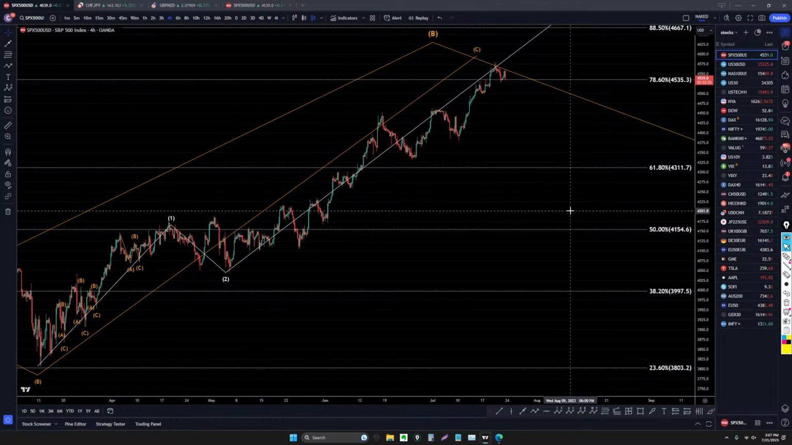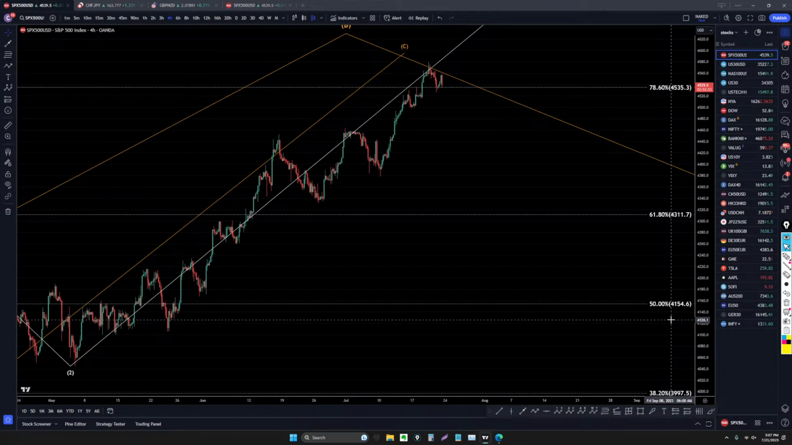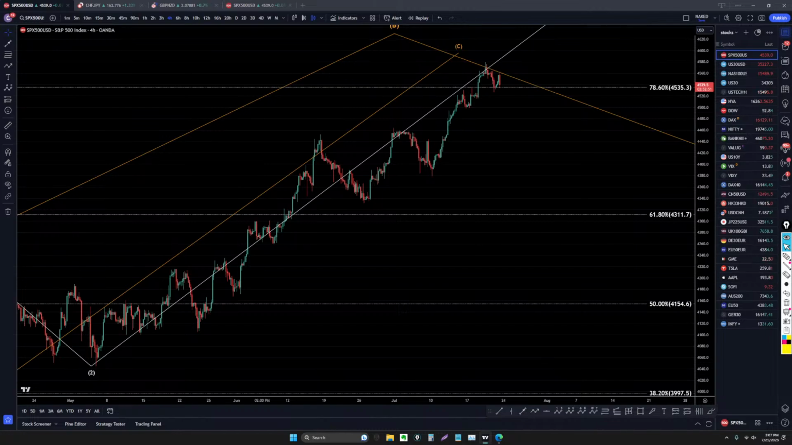Going down to the 4-hour time frame. Definitely still in an uptrend. Looks like it's not respecting a Fibonacci level. I would say that it's probably going up. Probably something like that.